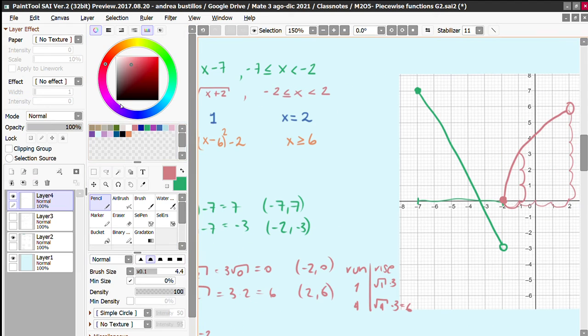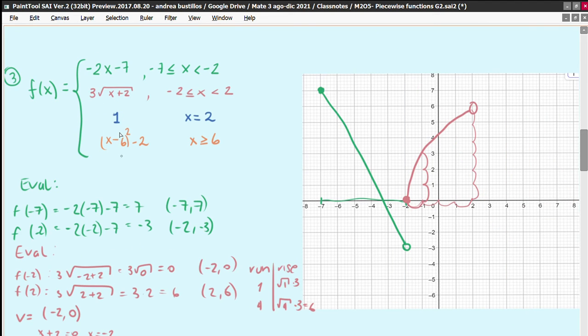Okay, let's go with the blue and orange parts. So for the blue part, notice that my domain is a single point. This is telling me that when x equals 2, the function, that is y, is going to be 1. So when x equals 2, my function is 1. So I have a filled point here.